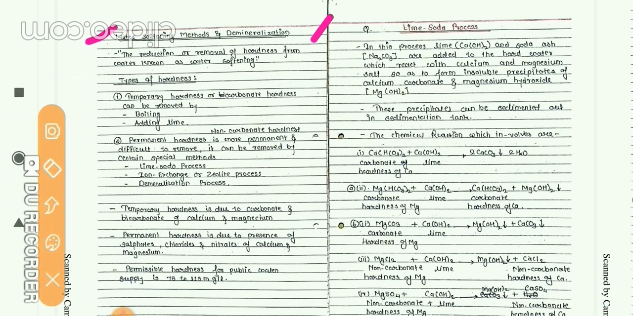So we have to discuss the types of hardness. It may be temporary hardness or permanent hardness. Temporary hardness can be removed by boiling or adding lime, but for permanent hardness we have to use some methods. The first is the lime soda method, then the ion exchange or zeolite process, and the demineralization process. We will see the first one, the lime soda process.